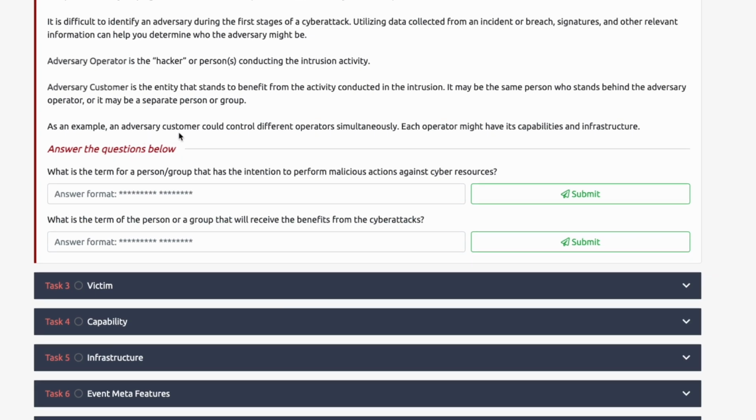As an example, an adversary customer could control different operators simultaneously. So if you take down one operator, it doesn't necessarily mean the hack has stopped or the attack has stopped. Each operator might have its own capability and its own infrastructure.